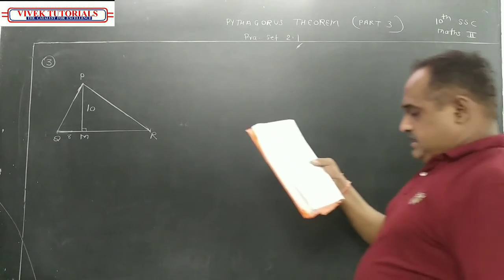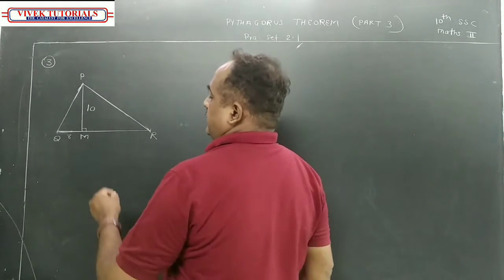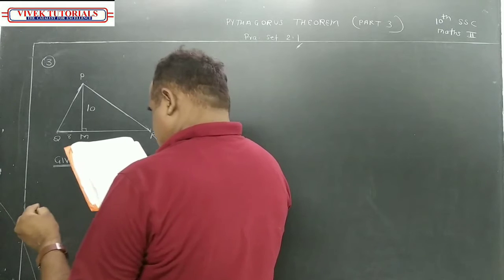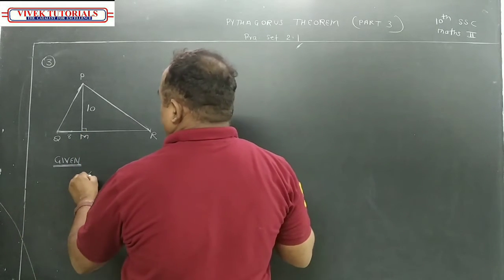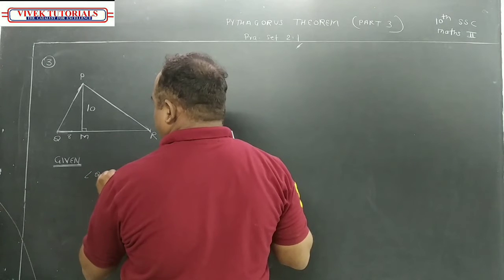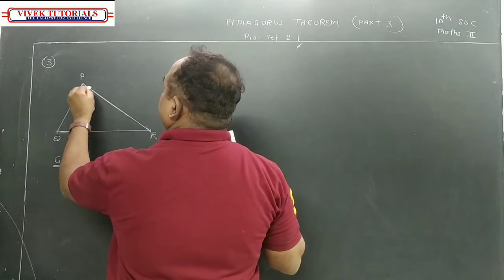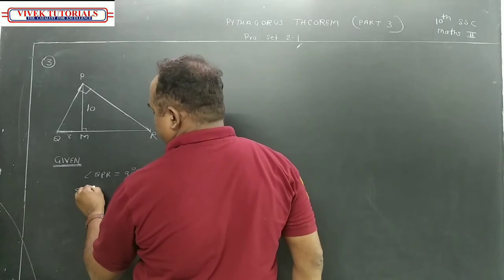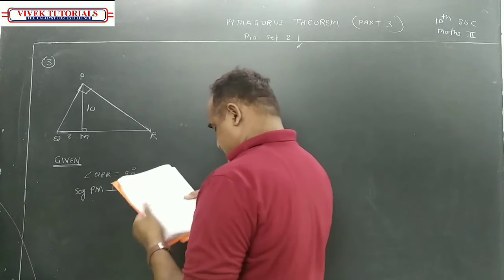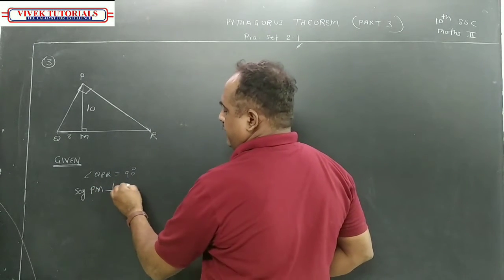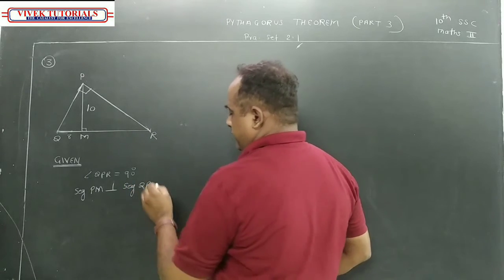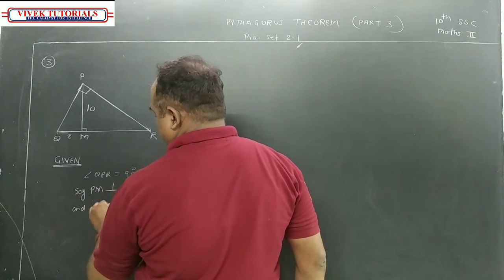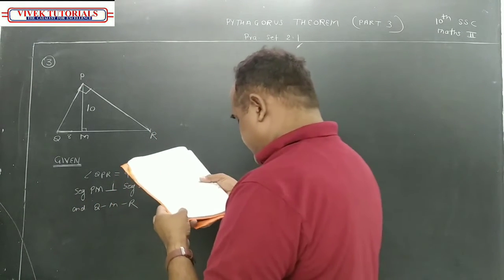Now third question, they have given this figure. In this figure given, angle QPR is equal to 90 degree. Segment PM is perpendicular to segment QR. And Q, M and R are the collinear points.